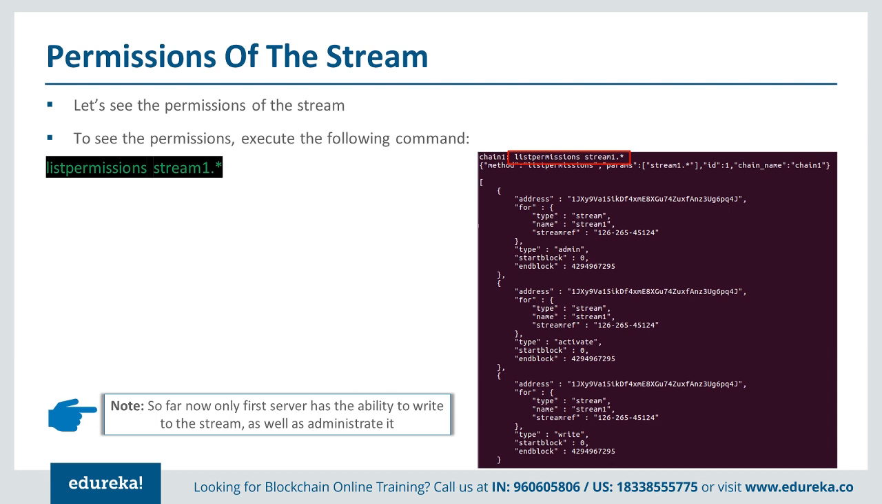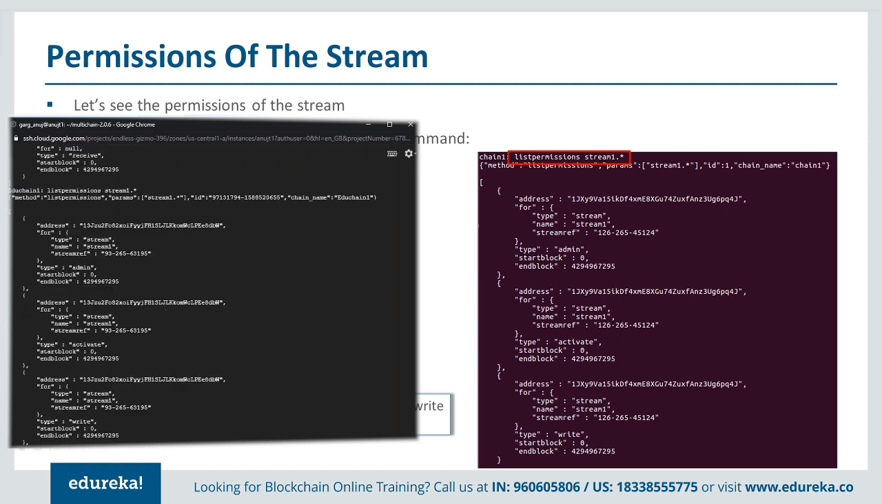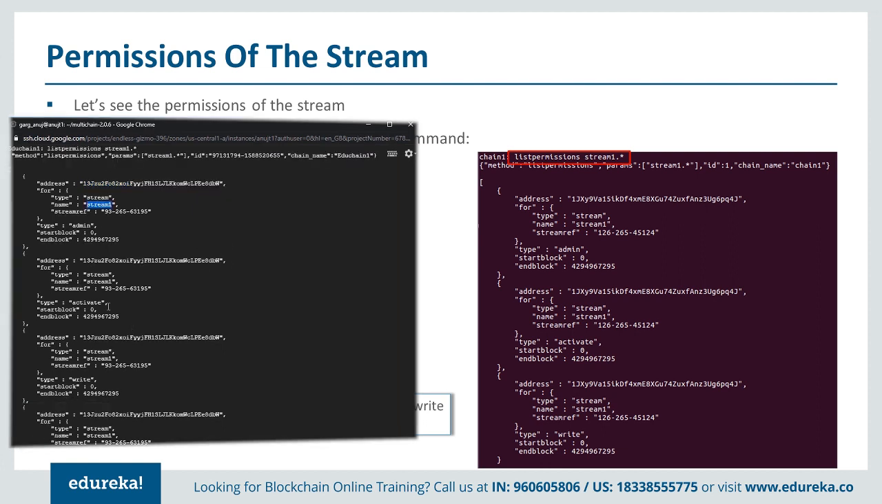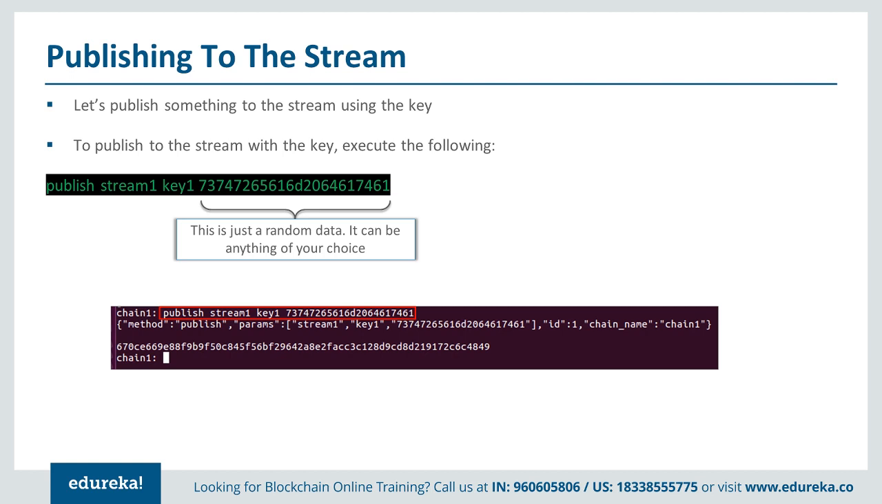Now let's see list permissions stream1. So these are the permissions for the stream. This particular address, which is my admin node, has created this stream1. This node can only use this stream as of now. All the rights, be it write, be it activate, be it any other right, can be used by this node only. So I will need to give the right of using this stream to my second node. This is the permission.